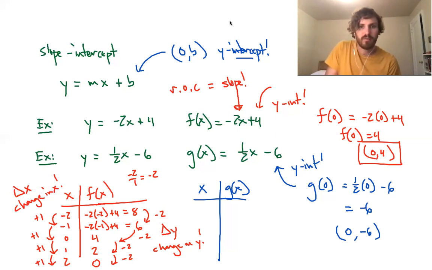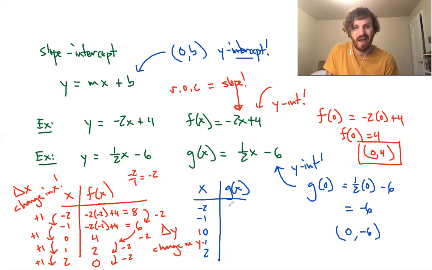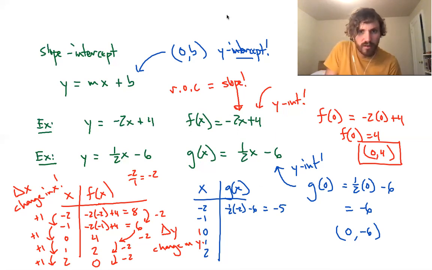Now, if I did the same thing with g of x, and maybe you want to pause this video and do it without me, but let's say we plug in -2, -1, 0, 1, and 2. So plugging those into g of x, if I plug in -2 times 1/2, so 1/2 times -2 minus 6 is, let's see here, that's going to be 1 minus 6 is -5. If I plug in -1, I'm going to get, wait, is this right? Oh, it's positive 1/2. Whoopsies.